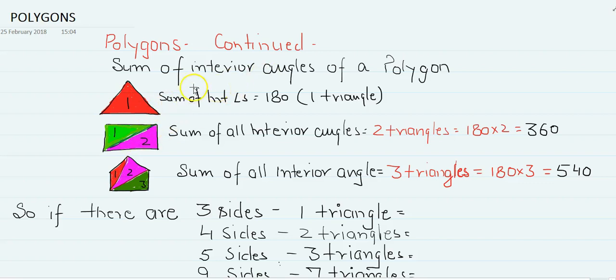Hello, now we are going to continue our last topic, which was polygons. Let's discuss the sum of the interior angles of a polygon. We know that the sum of all three angles of a triangle is equal to 180.